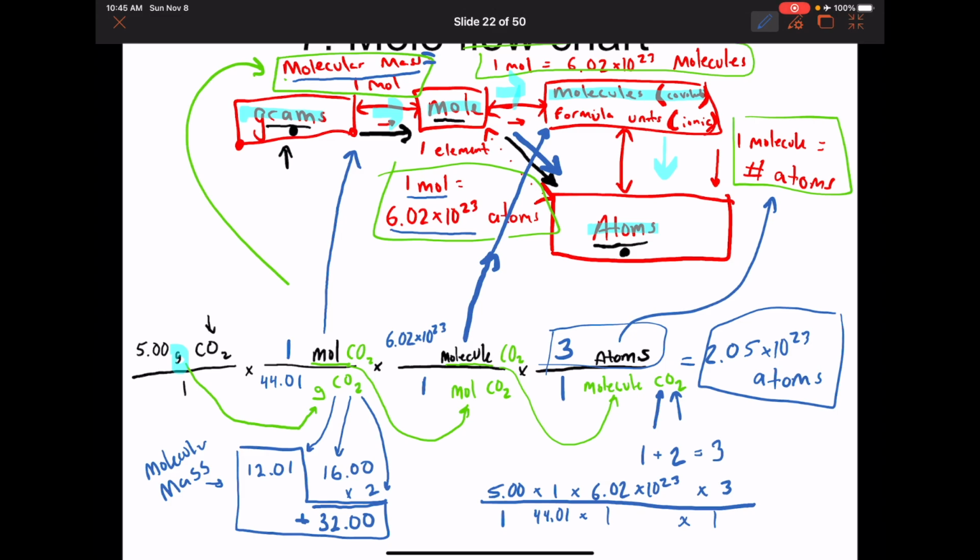Now, let's talk about canceling out units. We have grams up here, which are going to cancel out with the grams at the bottom. Moles and moles are going to cancel out. Molecules and molecules are going to cancel out. The only thing that's left are atoms on the top here. And that's how we ended up with this right here.